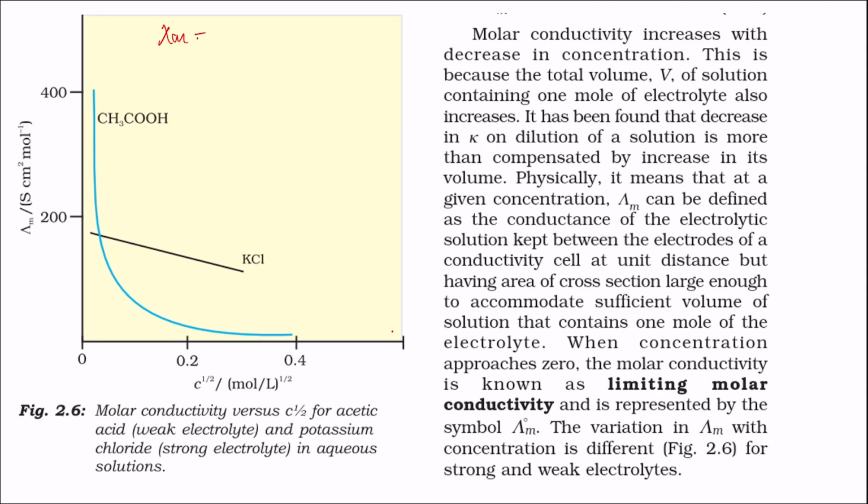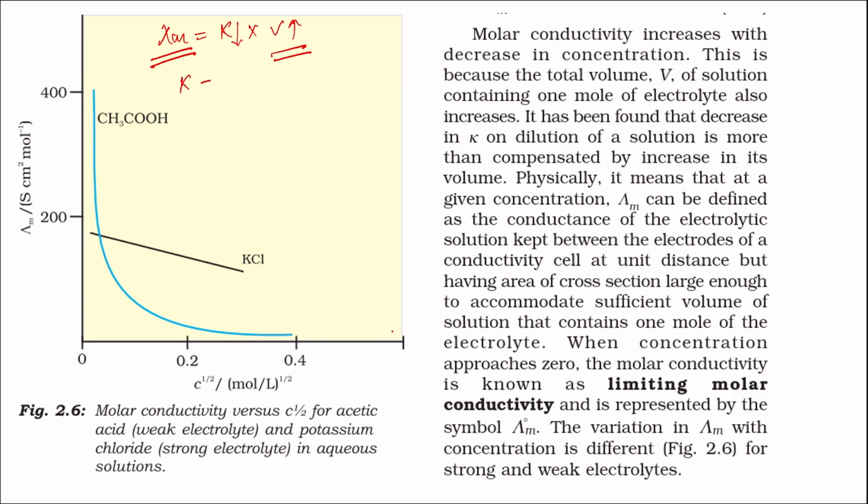Molar conductivity is equal to conductivity multiplied by the volume of solution containing 1 mole of electrolyte. On dilution, what happens? Conductivity decreases and the volume of solution increases. This increase in the volume of solution compensates for the decrease in the conductivity, and overall the molar conductivity increases with dilution because of the increase in the volume of the solution. So this factor, that is the increase in the volume of solution with dilution, dominates.